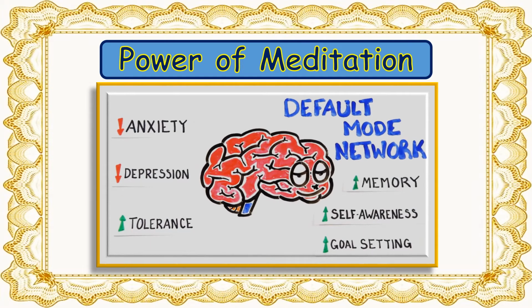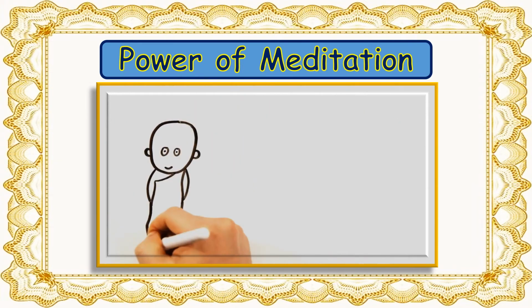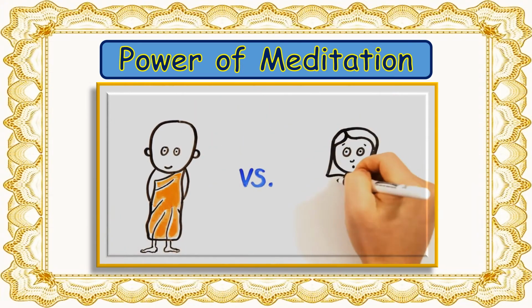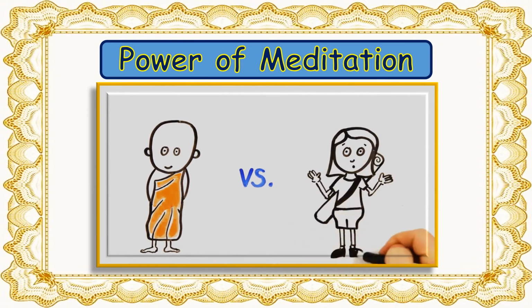Want to be more caring to your friends and family? When scientists compared the brains of Buddhist monks to new meditators, they found the region of the brain associated with empathy to be much more pronounced in the monks.